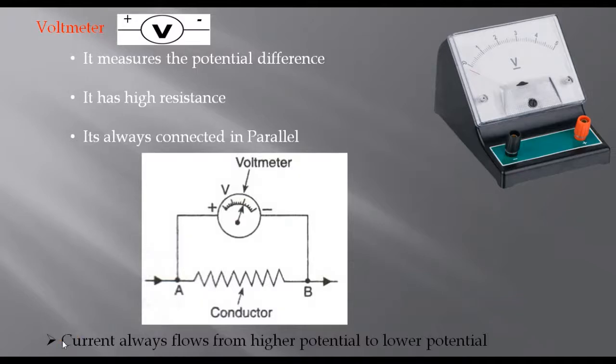Now, at the end there's one more point written here, that is current always flows from higher potential to lower potential. Higher means more, and that is always at the positive end. It means higher potential is the positive end, and lower potential is the negative end. So current always flows from higher potential to lower potential. That is why we show the conventional direction from positive to negative end. But the actual flow of electrons is from negative end to positive end. This was all about the potential difference.